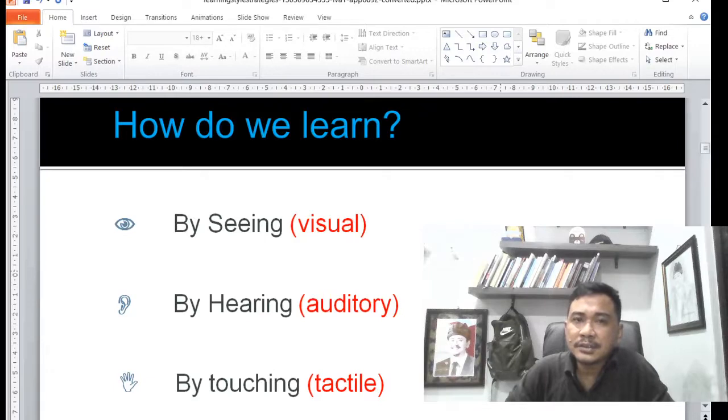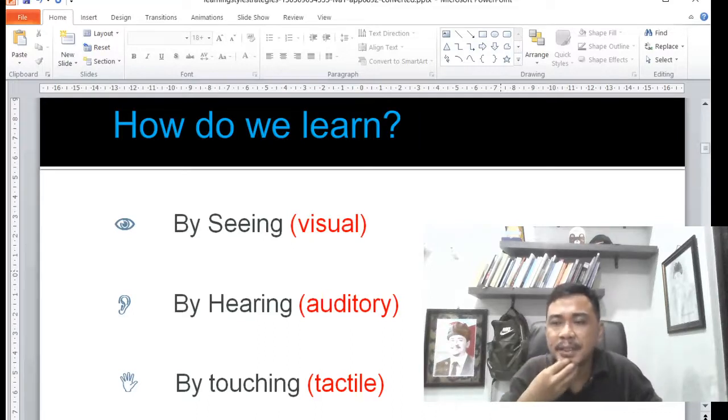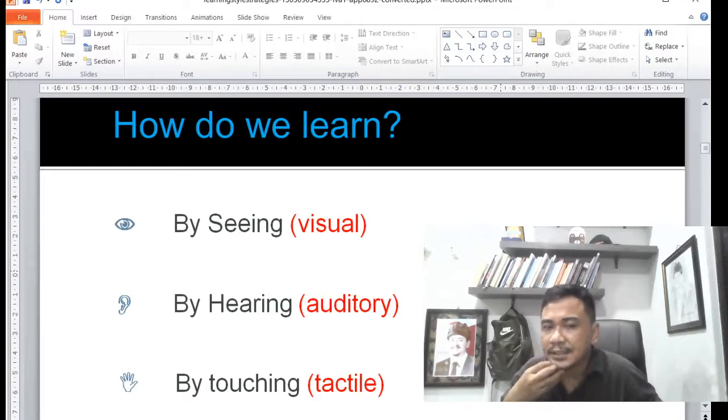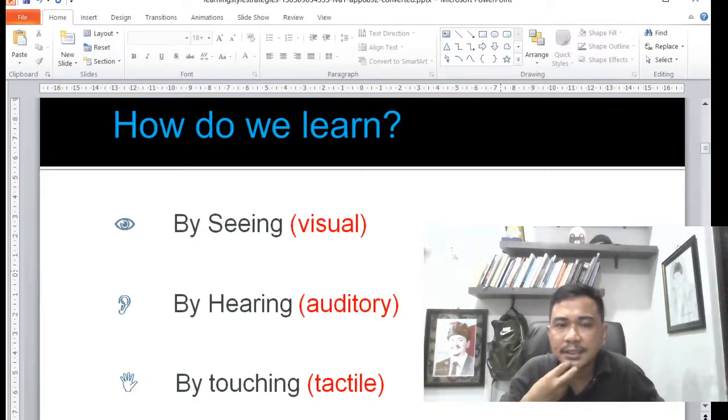The second type of learning is by hearing, or auditory. Some people prefer listening activities as their main way of learning. And the last one is by touching, or tactile. This kind of person prefers to engage physically with the things they learn.